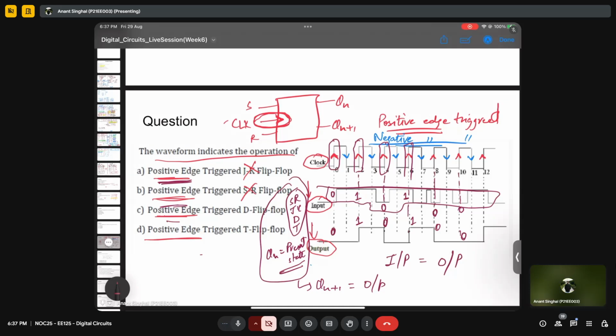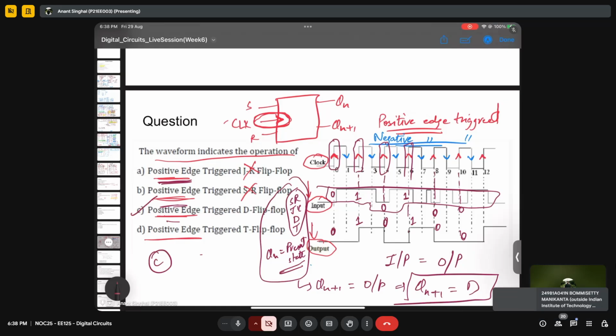As I have said, Qn plus 1 is equal to D. This is basically a delay flip flop. Whatever the input is coming, we are getting the same output. So the correct answer would be option C, which is a positive edge triggered D flip flop. Shall we move ahead?